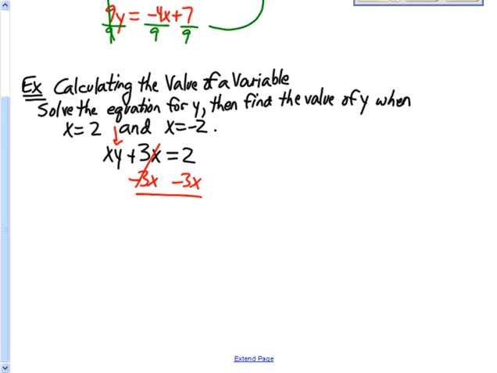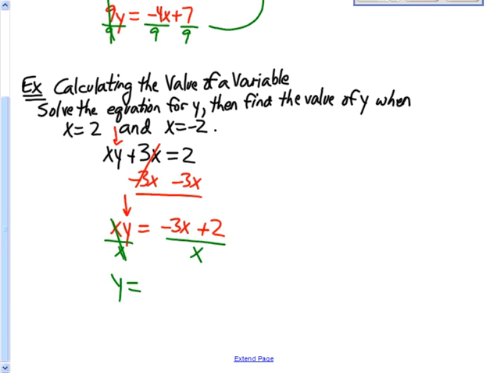Okay, so we're going to isolate this y. We've got negative 3x plus 2. And again, we want to solve for y, don't we? So let's get rid of that x that's right next to it. Right now we're taking x, we're multiplying it by y, so we've got to divide. So x over x is 1. And we're going to divide over here this whole side, in other words, each term.